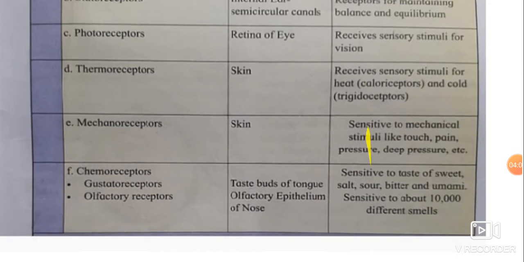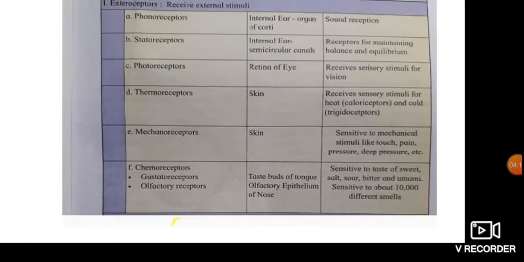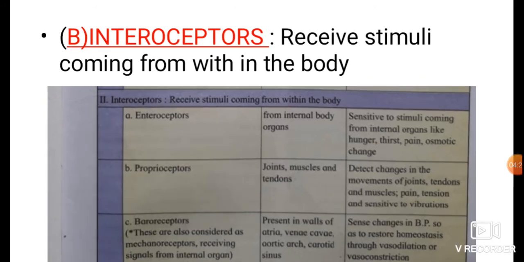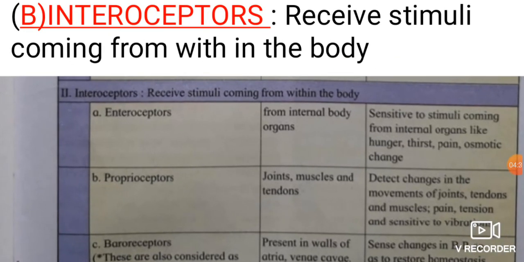The gustatoreceptors are sensitive to the tastes of sweet, salt, sour, bitter, and umami. And olfactory receptors are sensitive to about 10,000 different smells. Interoceptors receive stimuli coming from within the body. Interoceptors, internal receptors. Interoceptors are of the following types. Enteroceptors, from the internal body, are sensitive to stimuli coming from internal organs like hunger, thirst, and osmotic changes.